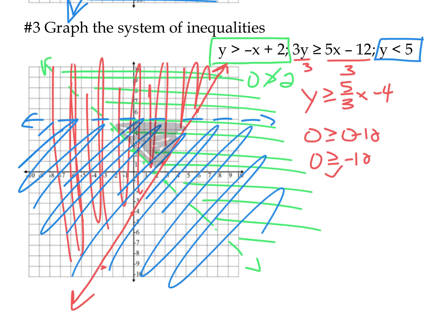Okay, so graph the boundary line, figure out which side to shade. Now we need to see where all of our shadings overlap. And that's our solution for that whole system of inequalities.